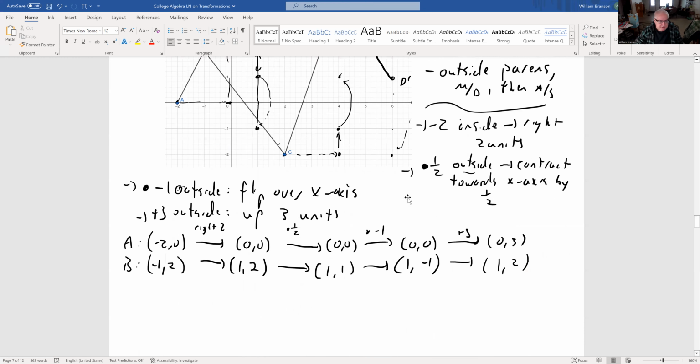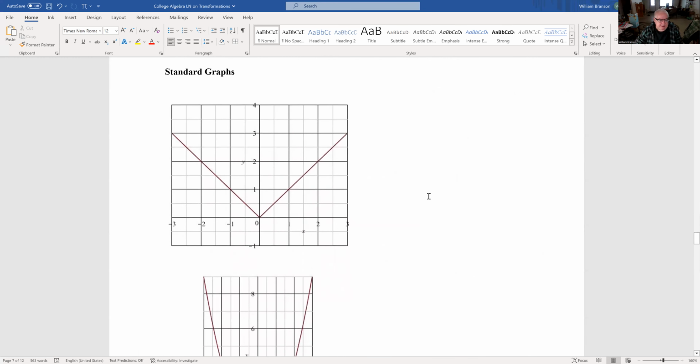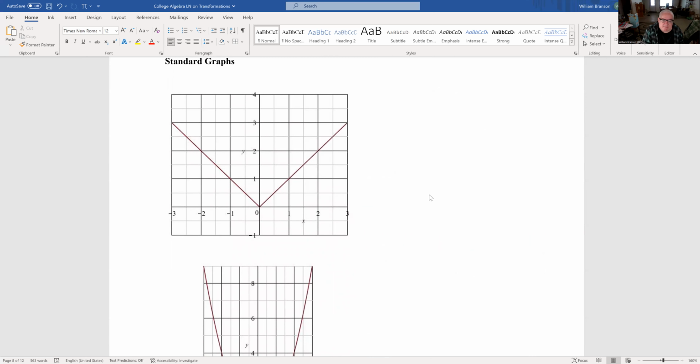Okay, so we have a couple of standard graphs. This is the absolute value function. It's actually a piecewise function. Right, and so the absolute value of a number, if it's positive, is just whatever the number is. If a number is negative, like -10, its absolute value is the negative of that. So minus 10 is +10. So this is a piecewise function.